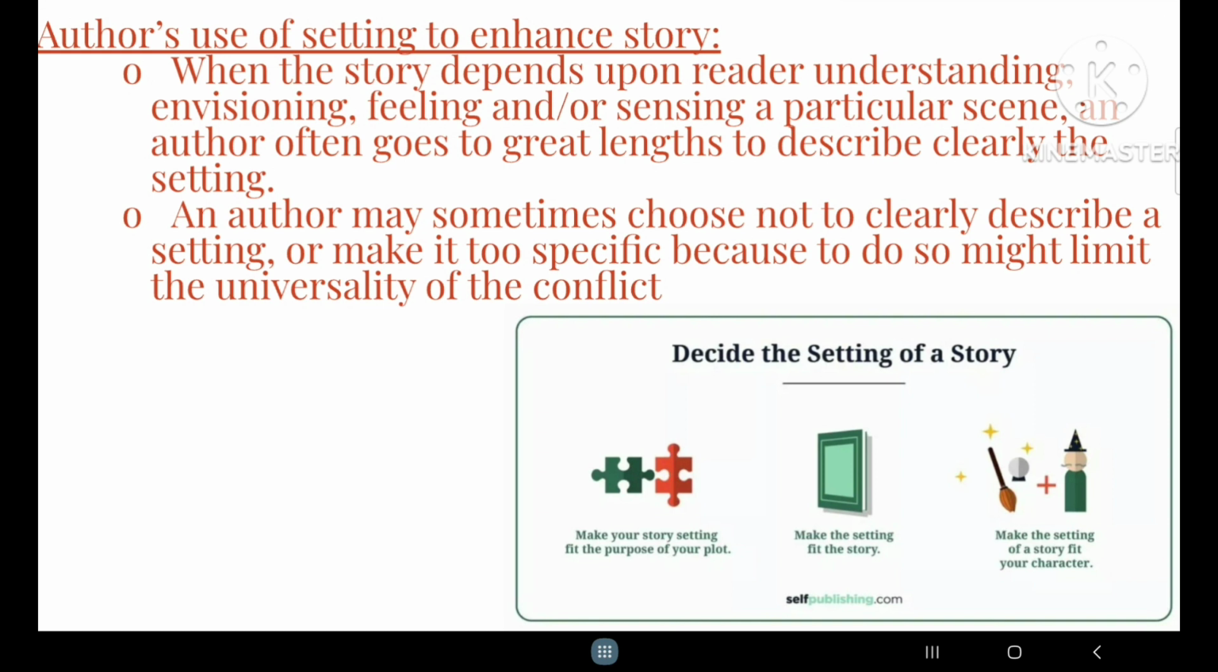How can an author use setting to enhance a story? When the story depends upon the reader's understanding, envisioning, feeling, and sensing a particular scene, an author often goes to greater lengths to describe clearly the setting. An author may sometimes choose not to clearly describe a setting or make it too specific because to do so might limit the universality of the conflict.